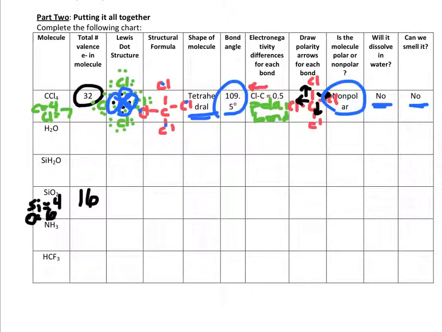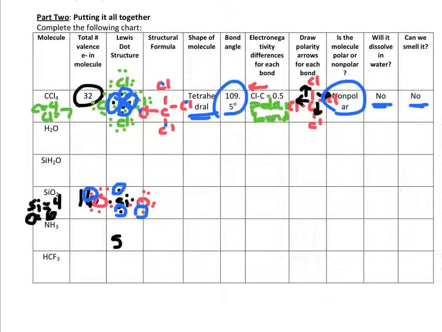So let's do that. Si, 1, 2, 3, 4. Oxygen, 1, 2, 3, 4, 5, 6. Here's our other oxygen, 1, 2, 3, 4, 5, 6. Shoot, we have lonely electrons. We have 4: 1 on each oxygen and 2 for this silicon. So what does that mean? That's right, we're going to double them up. We're going to put them together to make double bonds.